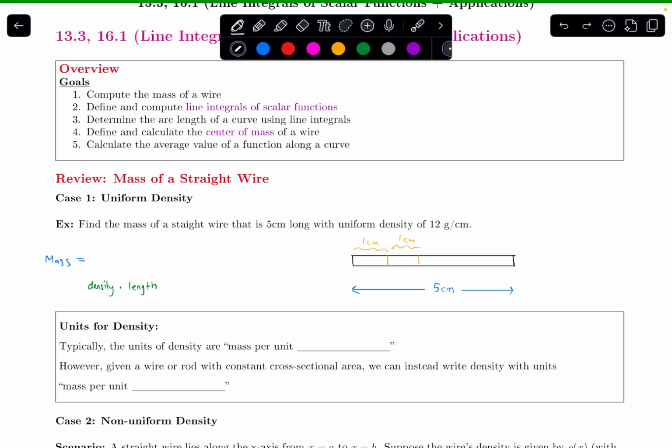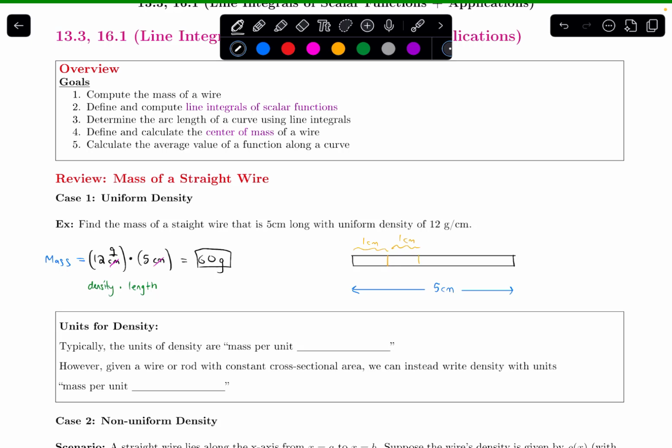And if I check this with units, density is 12 grams per centimeter. That is multiplying the length, which is 5 centimeters. So the centimeters on top here cancel the centimeters on bottom, and that leaves me with 60 grams, which is what I'd expect. If I just add 12 plus 12 plus 12 5 times, I get 60.